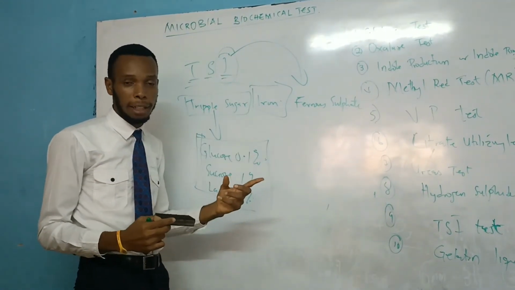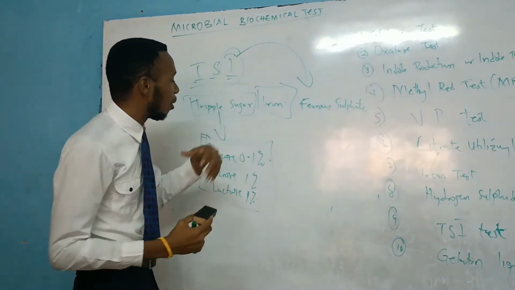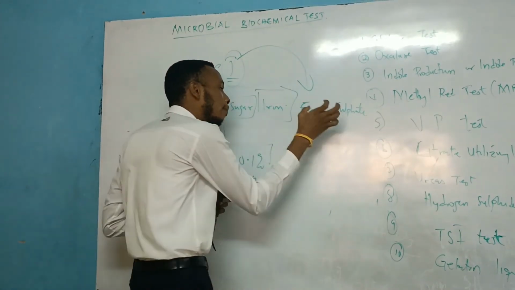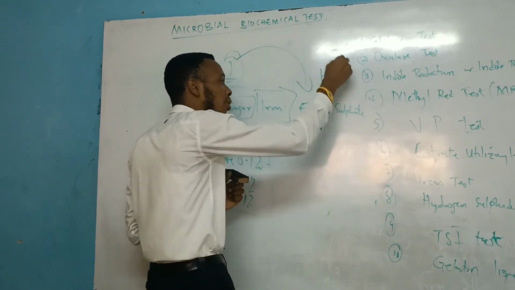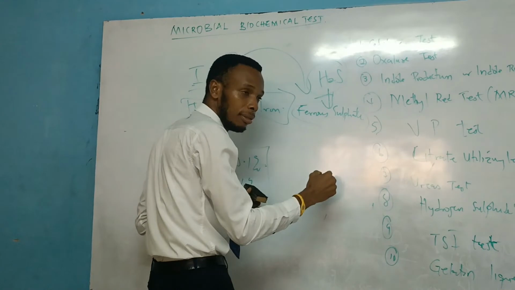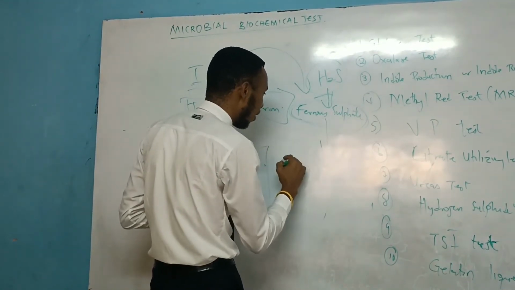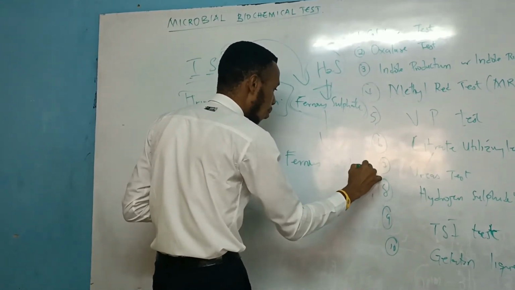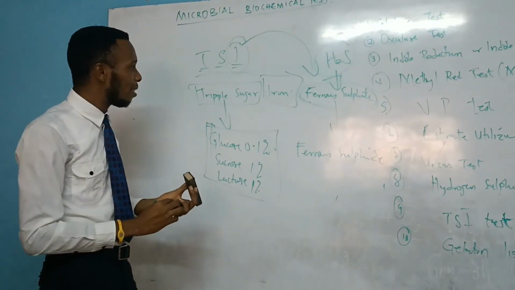So any microbe or bacteria that has H2S, that hydrogen sulphide, reacts with the ferrous sulphate to give the ferrous sulphide, which is a black PPT that is seen. Now, basically, that's how we do that.